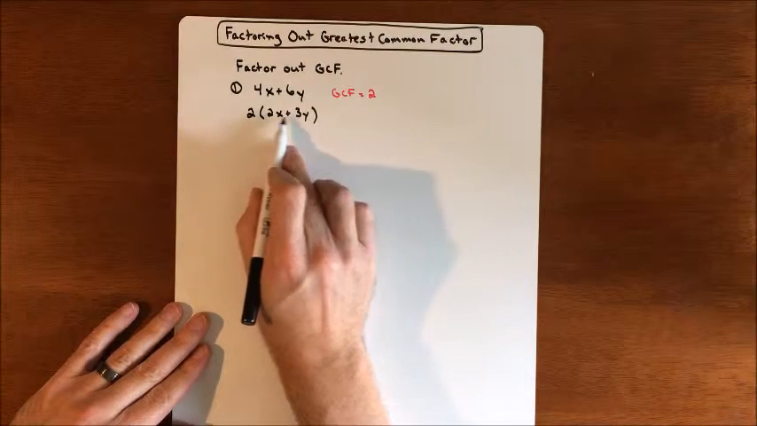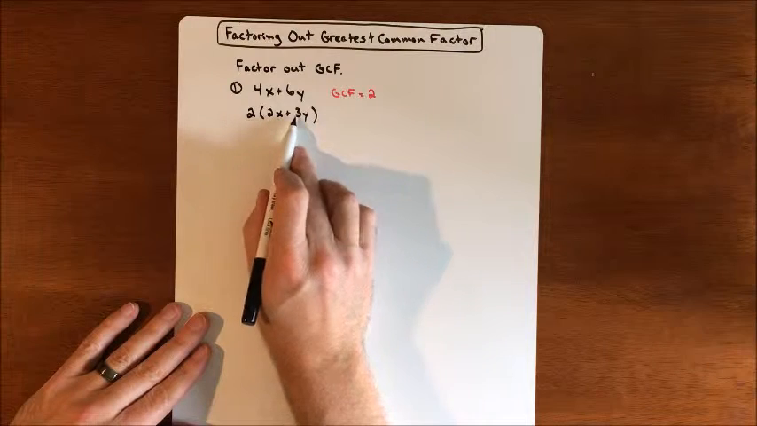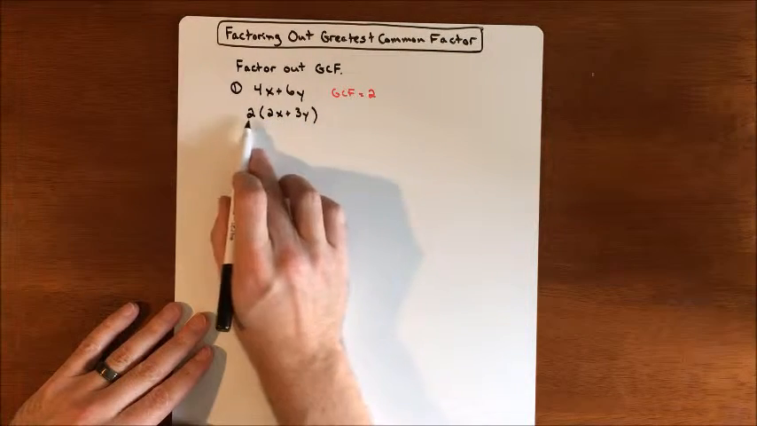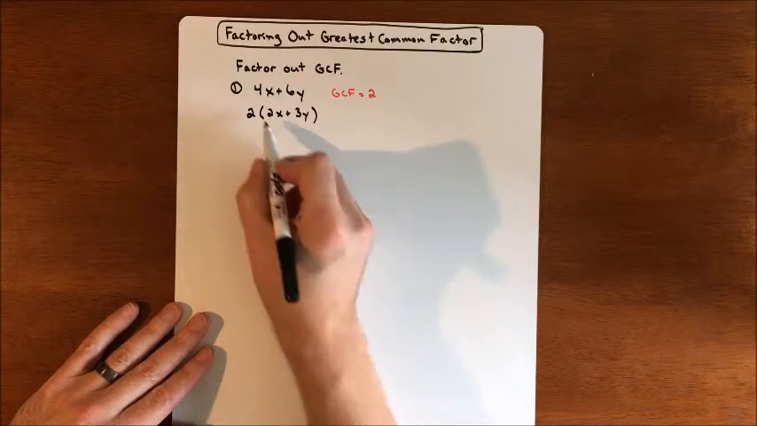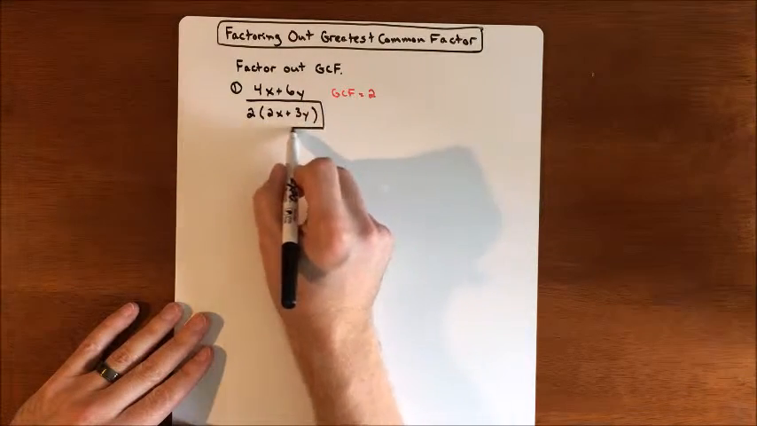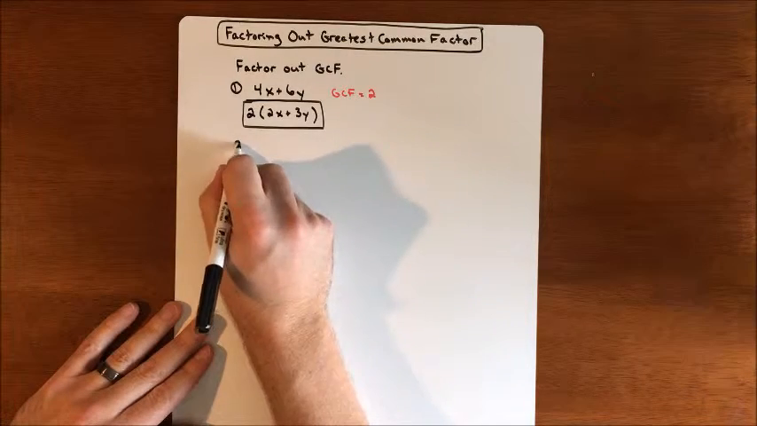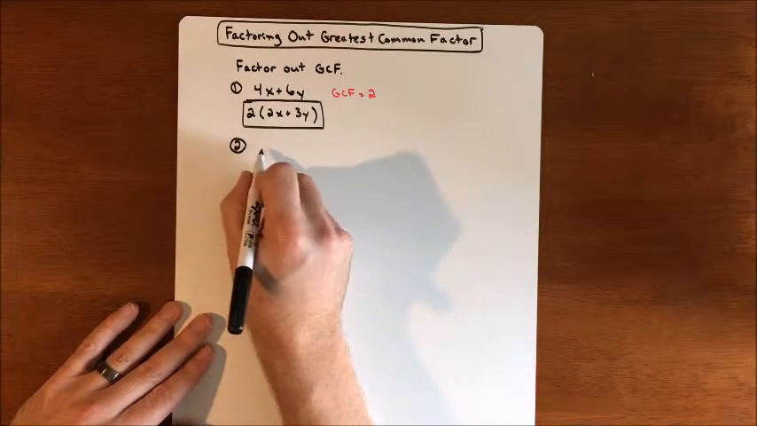And now there's nothing else that they have in common. They don't have a number that we can factor out anymore. They don't have a variable we can factor out anymore. And 2 was what we can take out of each piece. So that is as far as we can go as far as factoring by greatest common factor. All right, let's look at another one.